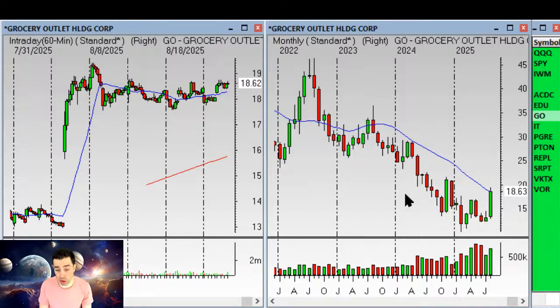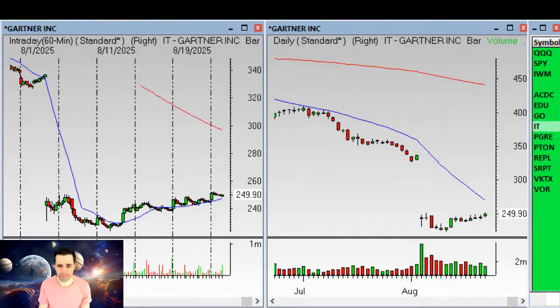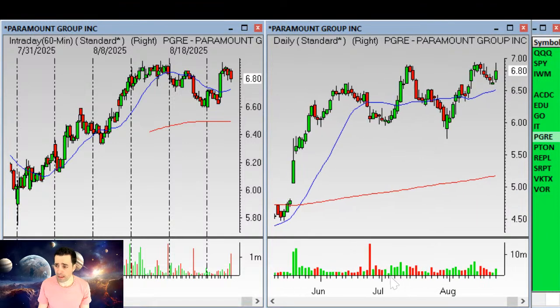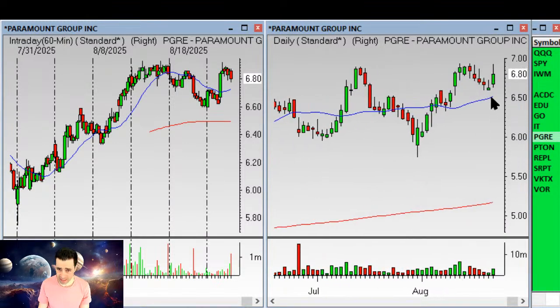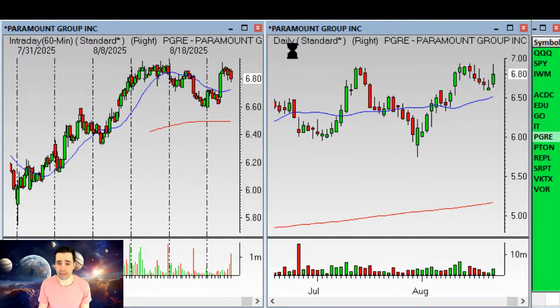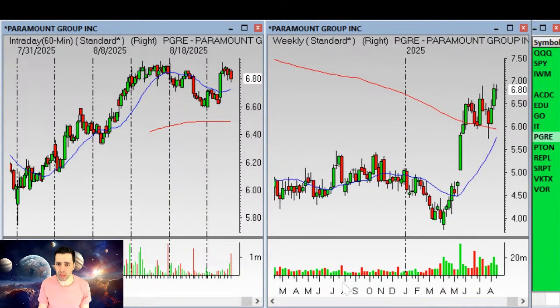But the weekly looks good. The weekly and the daily look good. IT we talked about. The PGRE is setting up as a breakout. I don't love it because it actually is setting up as a buy setup and it triggered on Friday. But if you look at the weekly chart, it is setting up as a 1, 2, 3 on the weekly.